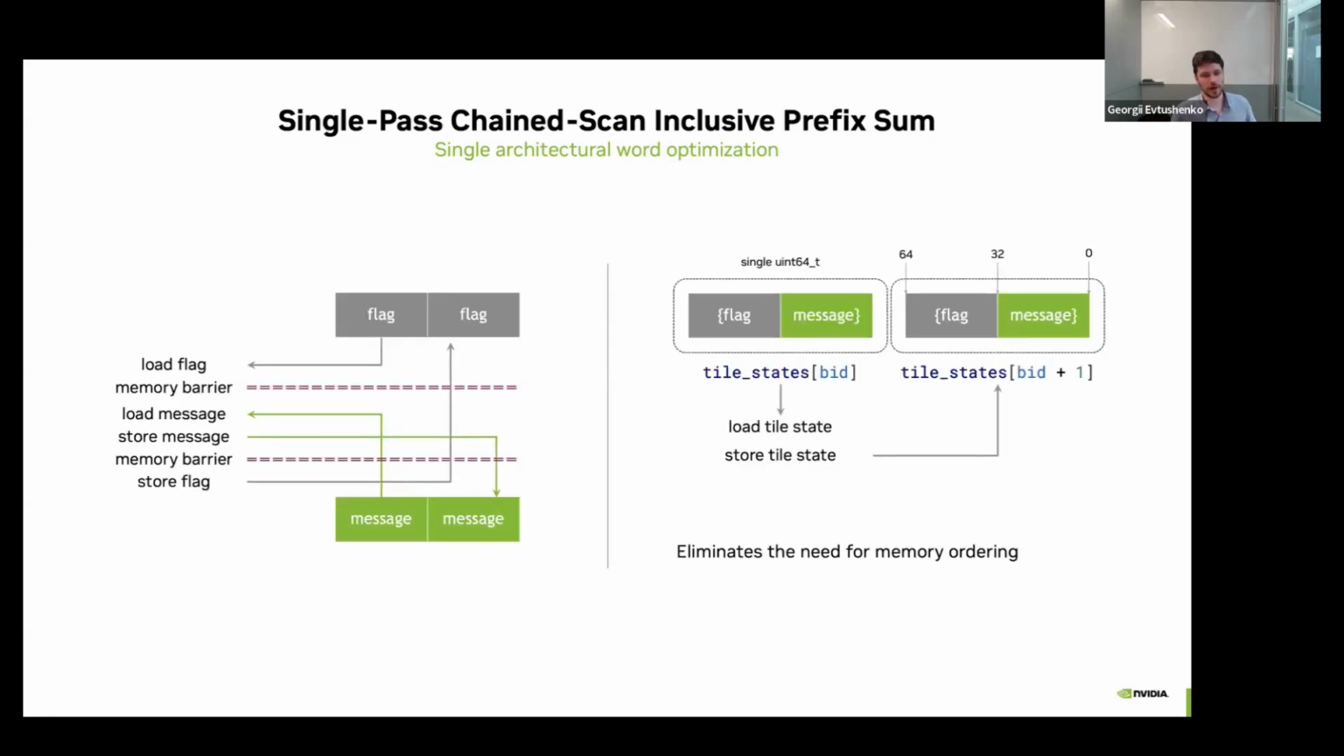Well, we can combine message and flag into a single architectural word. If the aggregate is, say, 32 bits wide, we can use a 64 bits wide type to fit both message and flag. Let's call this combination of flag and message a tile state. Now we can simply load predecessor tile states without memory fences. Same applies to storing the tile state. There is no need for fences because both message and flag are stored as a single memory operation.